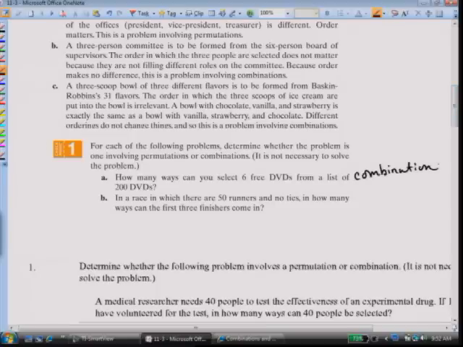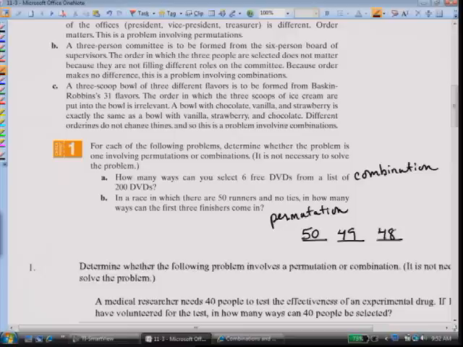Now, in a race in which there are 50 runners and no ties, how many ways can the first 3 finishers come in? First, second, third. That's a permutation because they actually can come in first or come in second or come in third, right? So this is a permutation. And we know how to solve permutations, don't we? We know how to solve them with slots. I like to solve them with slots. 1, 2, 3, first, second, third. 50 people can come in first, but then you only have 49 that can come in second, and then you have 48 that can come in third.